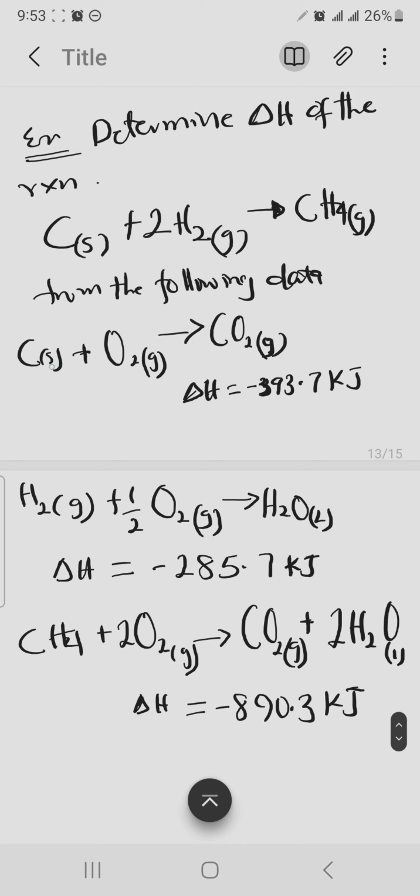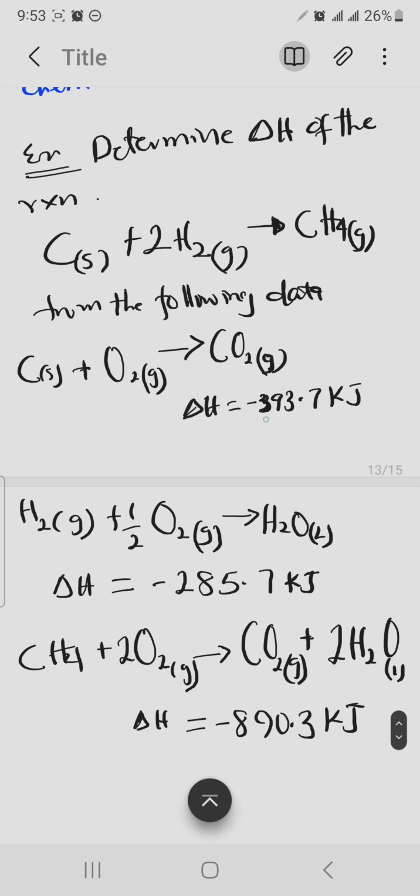The data is when we combust carbon and oxygen, it gives us carbon dioxide, and it was stated that it has minus 393.7 kilojoules. One thing I want you to understand here is that for every enthalpy change, delta H, the unit is in kilojoules. That's the first thing.